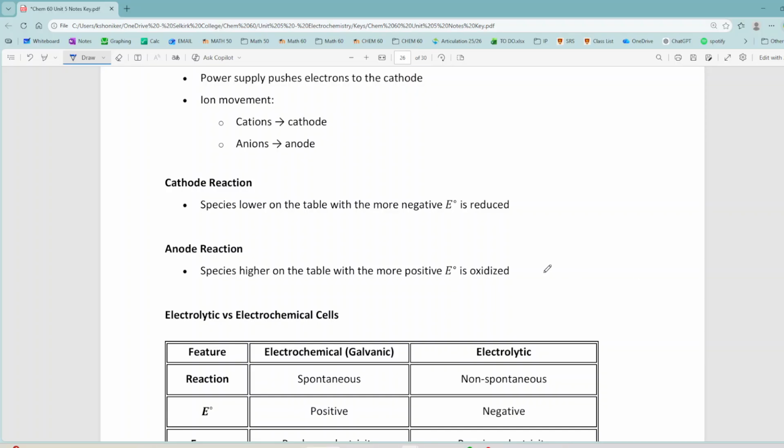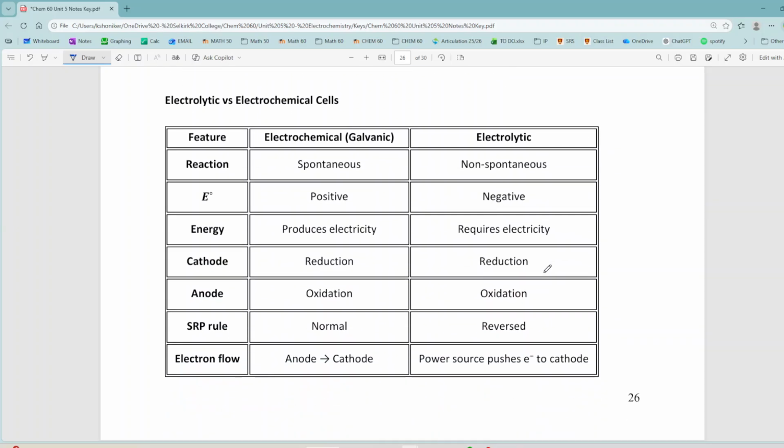So I find this little chart of a comparison kind of helpful. An electrochemical cell is a spontaneous reaction. Electrolytic is non-spontaneous. The E value is positive for an electrochemical cell versus negative for electrolytic. The electrochemical cell produces energy, whereas an electrolytic process requires electricity. In both of them, the cathode is the site of reduction, and the anode is the site of oxidation.